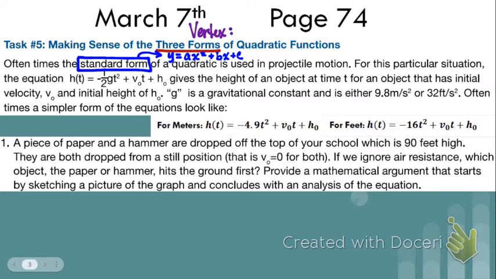We have vertex form. Vertex form is our AHK form. Do you guys remember in Algebra 2 how you had to do graphing all the time with A, H, and K? Yes. This is the form that tells us about transformations. This is our AHK form.